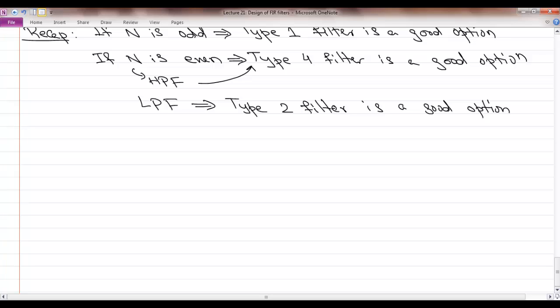Okay, right now we talked about determining the length of the filter, and the shape of your impulse response determines what kind of a filter you have, type 1, type 2, type 3, or type 4. You can also determine the same from the phase response and length. So the general form of the frequency response of a linear phase FIR filter is as follows.